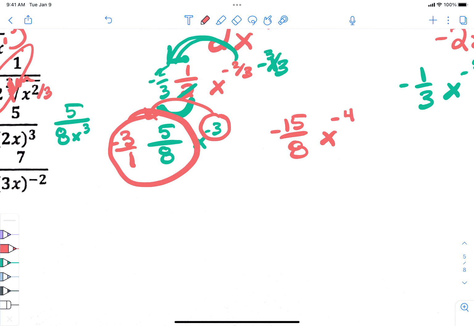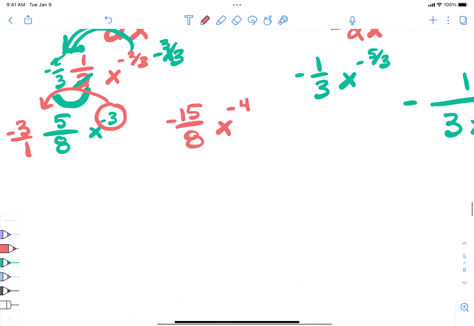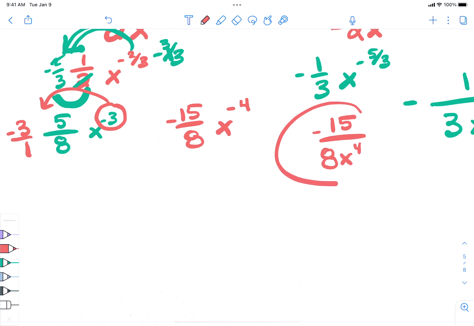So 3 times 5 is 15 over 8 times 1, which is 8. Which means that the final thing would be negative 15 over 8x to the 4th. That's the derivative.